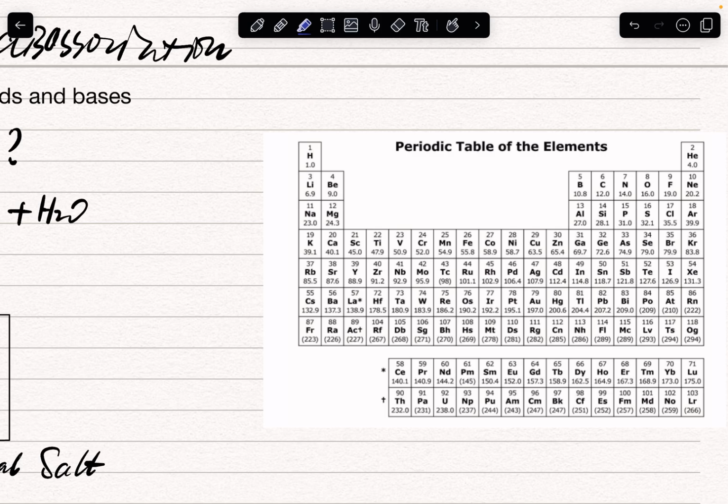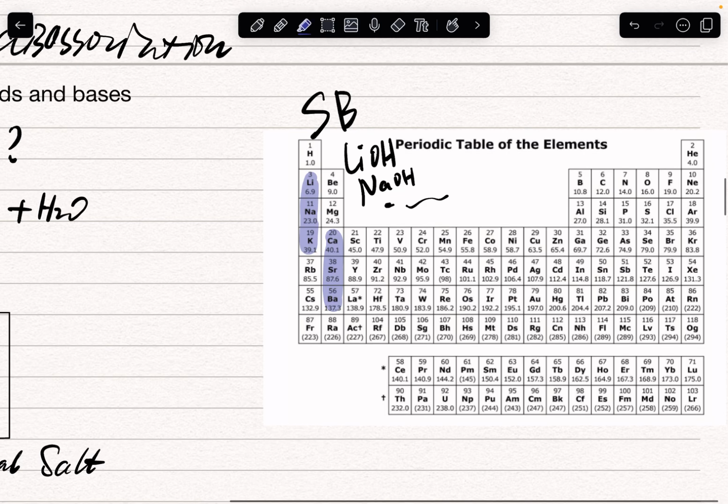So I am going to now highlight 6 atoms for you. These 6 atoms that I highlighted in blue, when you combine them with hydroxide, like lithium hydroxide, sodium hydroxide, and so on and so forth, these are all the strong bases, SB. Strong bases.